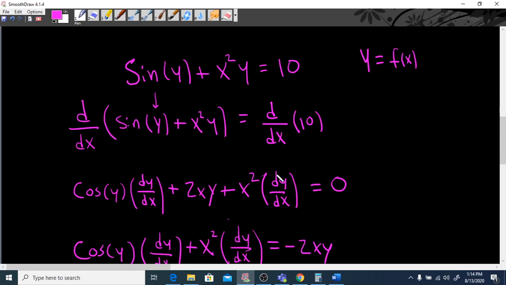So there's that. Another implicit example. I wonder if there's anything we can do. Let's see. You know what? I'm going to leave this here.